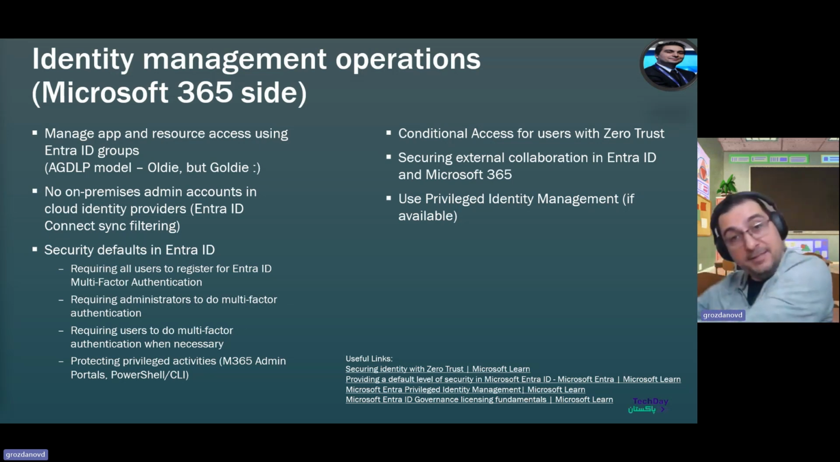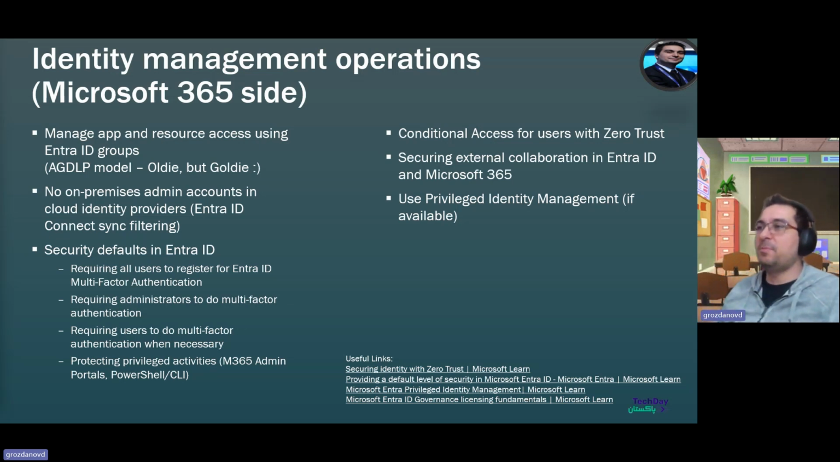If you have licenses to cover the additional capabilities, conditional access for users within the Zero Trust framework and policies, secure external collaboration with Entra ID and Microsoft 365 capabilities, and privileged identity management. Now, this is the only exception to the first rule, the AGDLP, because with PIM, privileged identity management, I can actually dynamically move the user to a specific role inside the organization so they can do their task and then revoke it. Right. But then again, this is a premium capability.